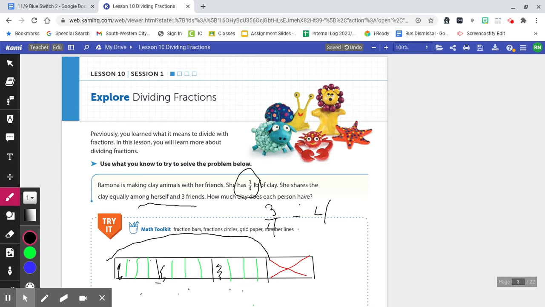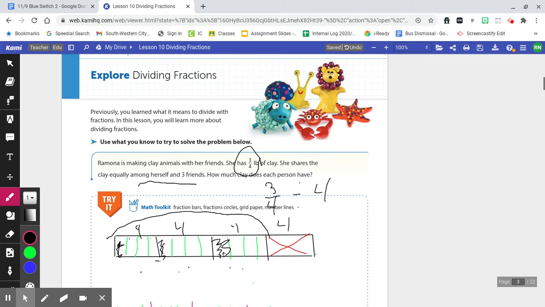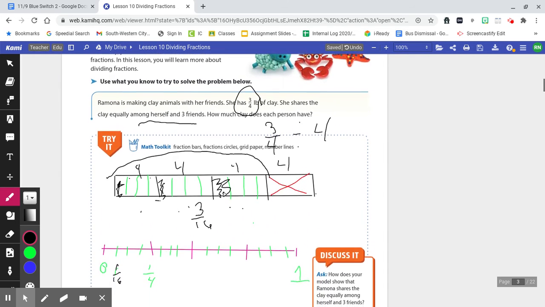So therefore, how much does each person get? They get 3 pieces. But the tricky part is out of how many total? The size of this piece is a 16th. So because I had 4, 4, 4, and 4. So that piece of the whole is a 16th. So the answer would be 3/16.